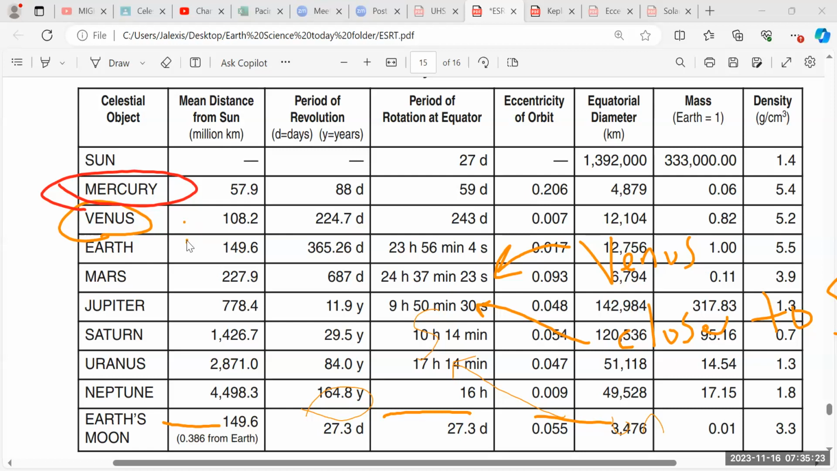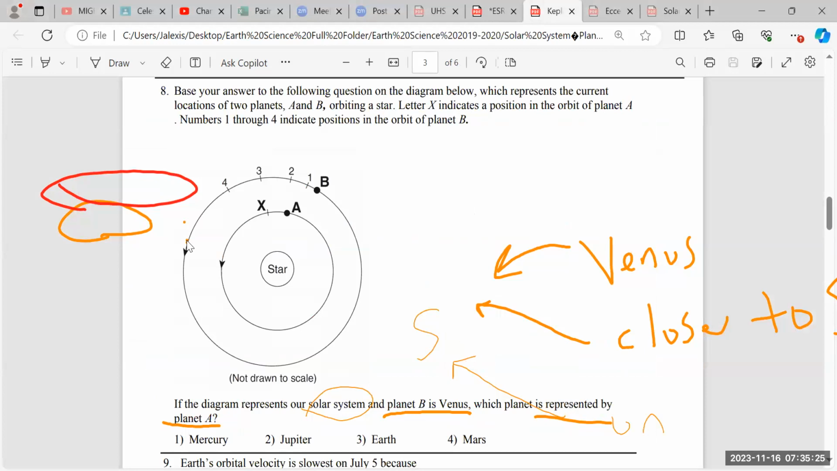So therefore, when I get back to my problem, the correct answer is Mercury.